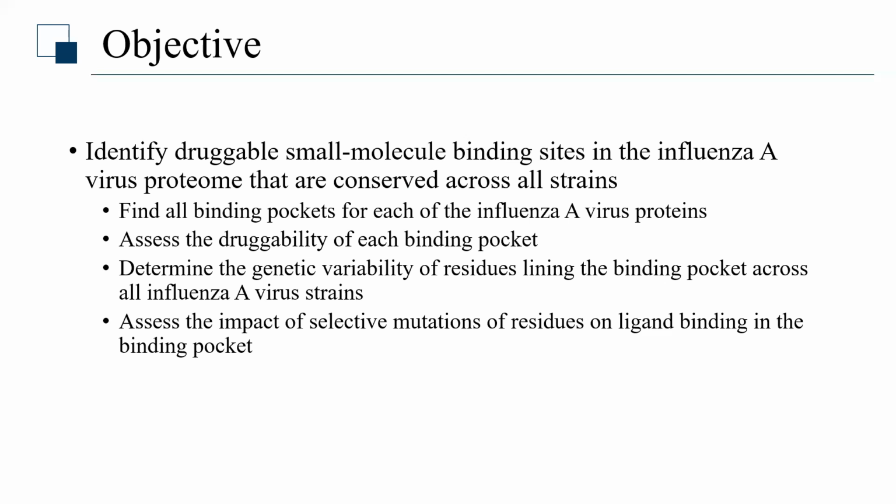To achieve this, there are four steps. The first is to find all binding pockets for each of the proteins that make up the influenza virus. Next, the druggability potential of each binding pocket needs to be assessed if there are no available drugs identified in that binding pocket. Then the genetic variability of residues lining the pocket is determined across all strains. The last step is to assess the impact of such mutations of the residues on the binding pocket.